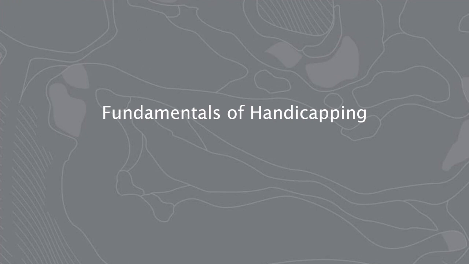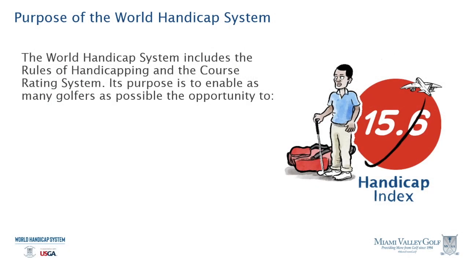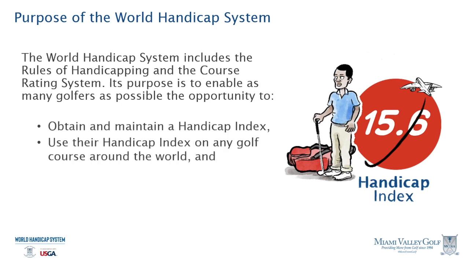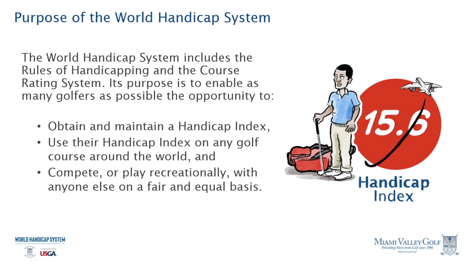Okay, so let's talk a little bit about the fundamentals of handicapping. The purpose of the World Handicap System is to make it easier to obtain, obviously, a handicap, and to essentially be able to play anywhere around the world and play recreational. So the biggest thing right here is that you can play anywhere around the world. Obviously, we're not all world travelers, so it's not terribly important to most of us. But it is an easier barrier to cross when it comes to developing that handicap index.